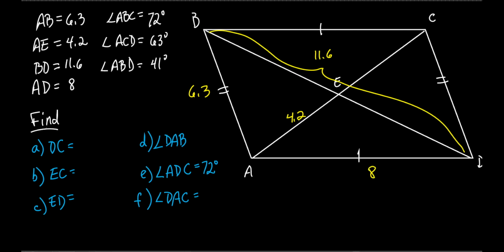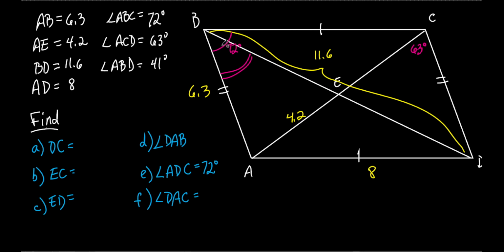All right, I'll tell you what, let's use a different color for the angles. ABC, that's that whole big angle right here. Okay, that's 72 degrees. ACD, that's this little one right here. That's 63 degrees. And ABD, that's this little one right here. I'll put 2 arcs just to show it's different than that.